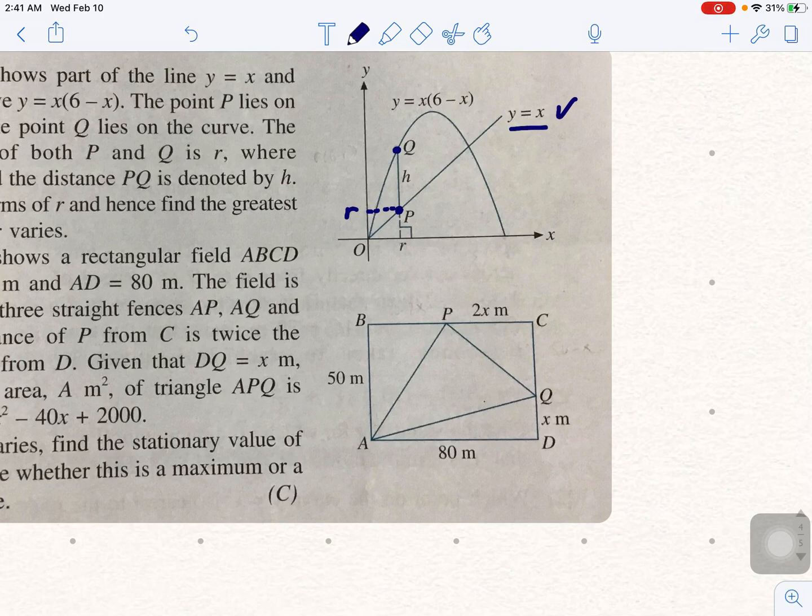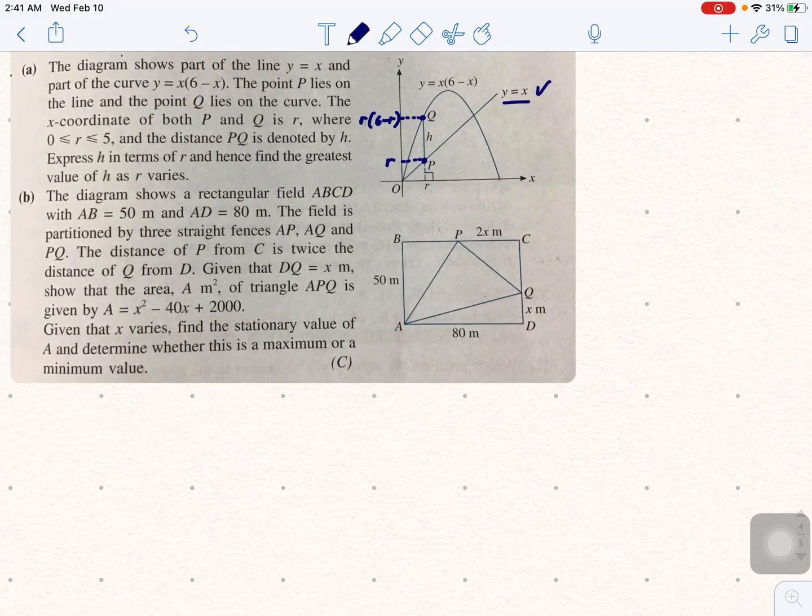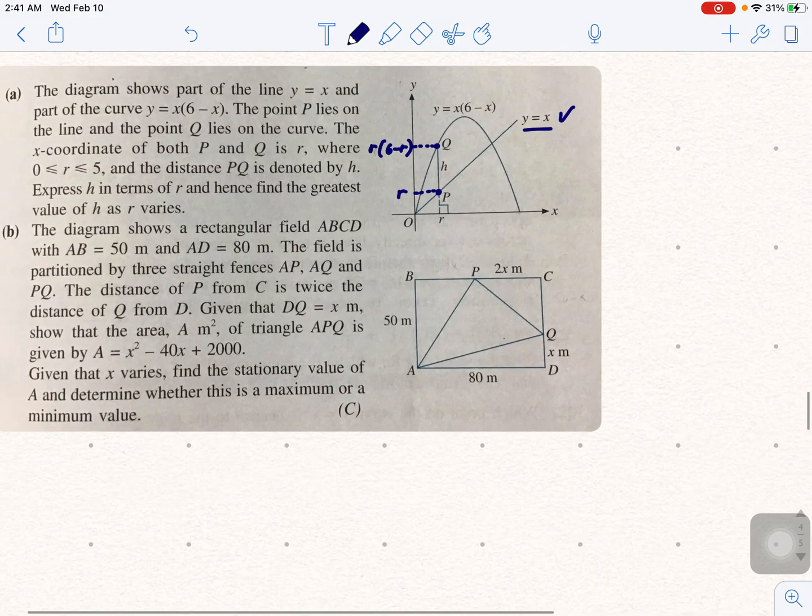Q also has the same x coordinate, which is r, but now it's lying on the quadratic curve, so I'm going to get r(6 minus r) here. So they are saying the x coordinate of both is r. Okay, done. And r is between 0 and 5.